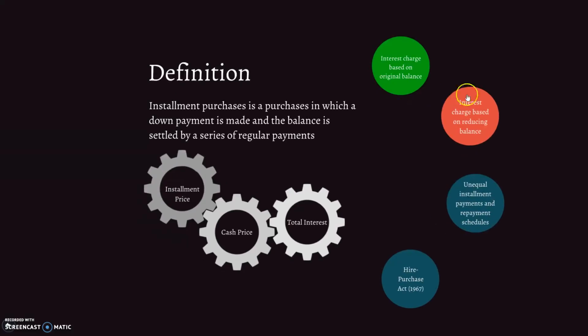Next, we have interest charge based on reducing balance. What is the difference between these two? As I said, original balance actually uses simple interest, because as we discussed in the previous topic, the interest that is charged on the original principal is simple interest, and the interest that is charged on the principal that is always changing is actually compound interest.